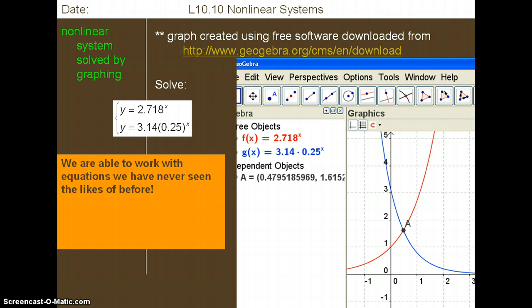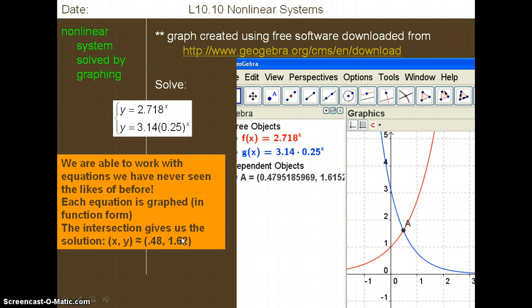You'll notice that the equations are graphed here, and we've never seen an equation like this with a y equals and an exponent of an x. Each equation is graphed. You'll notice it has been done in function form. We've got a red function, f of x equals 2.718 to the power of x. It's our first one here. And then g of x, a blue function, 3.14 times 0.25 to the power of x as well.